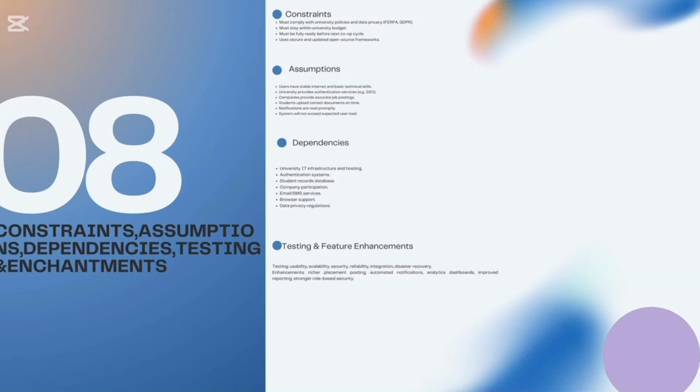Next, we're going to talk about testing. The system will undergo usability, security, scalability, reliability, integration, and disaster recovery testing, so it can be a fully developed application. Lastly, we're going to talk about the enhancements. Future improvements include richer placement posting, automated reminders, analytics dashboards, enhanced reports, and stronger access control.